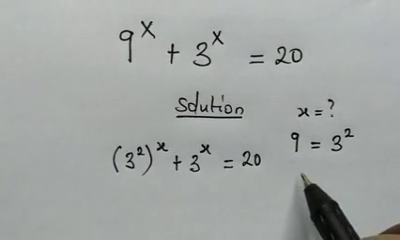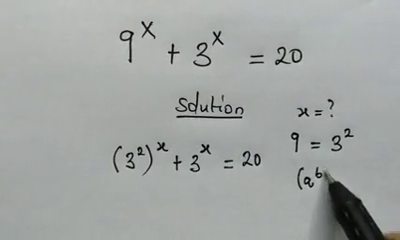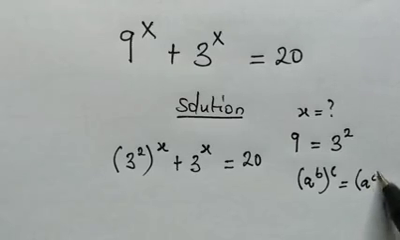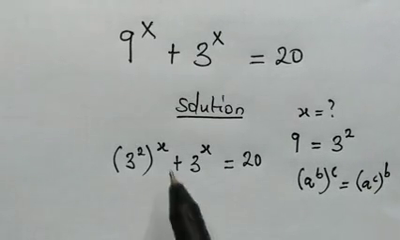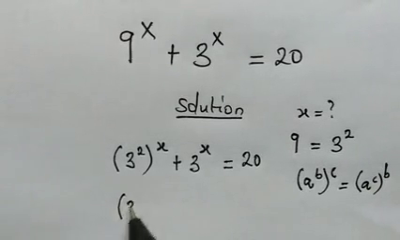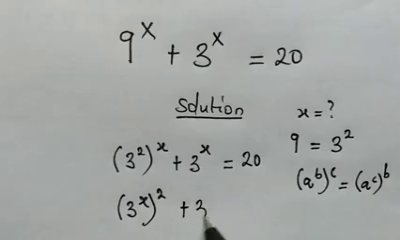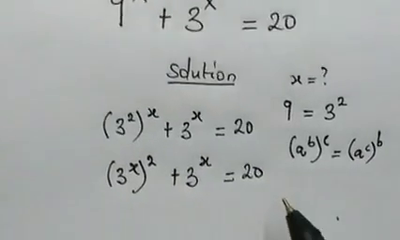Now let us apply this rule. We know that a to the power of b to the power of c, we can switch the powers as a to the power of c then to the power of b. So this right over here will become 3 to the power of x to the power of 2 plus 3 to the power of x. This is equal to 20.